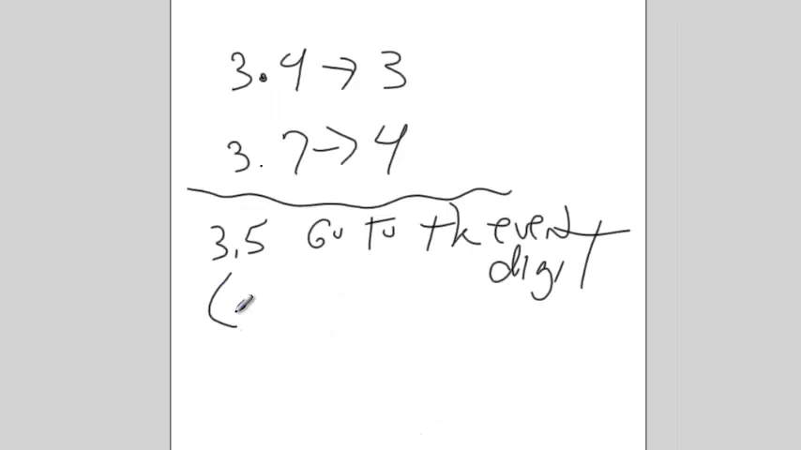So 3.5 gets rounded to 4. 2.5 will get rounded to 2. So this one went up because 3 is odd and 4 is even. This one went down because 2 is even and 3 is odd. Go to the even digit. That's really rare that happens. It only happens if what you're rounding and getting rid of is exactly 5. If this was 2.51, you're closer to 3 and you would go to 3. But if it's exactly 5, head to the even digit. That's everything you need to know about significant digits.